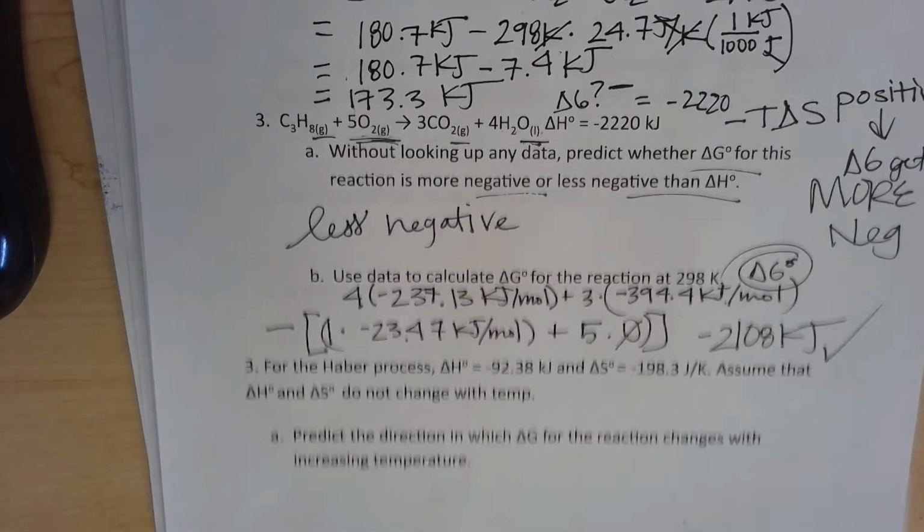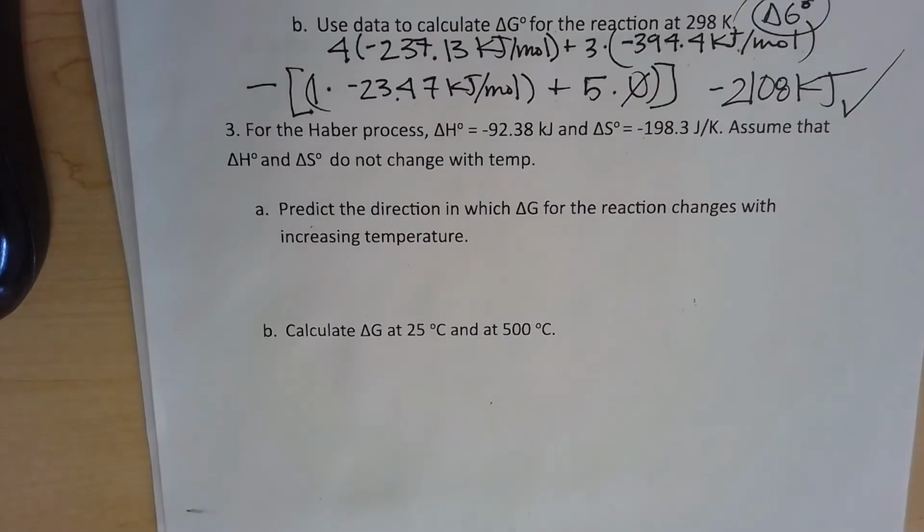Okay. For the Haber process, delta H equals negative 92.38 kilojoules. Delta S equals negative 198.3 joules per K. Assume that delta H and delta S do not change with temperature. Okay, predict the direction in which delta G for the reaction changes with increasing temperature.